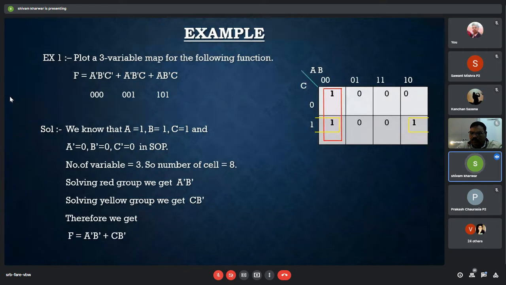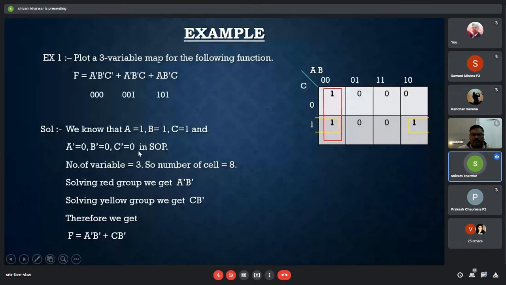To draw the K-map for this function, we can see that we have three variables A, B, and C. So the number of cells the K-map will contain is 2 to the power n, where n is the number of variables, which creates 8 cells. Here we can see we have 8 cells.